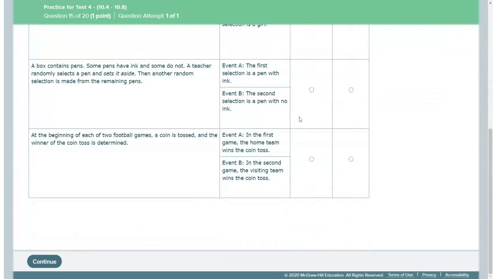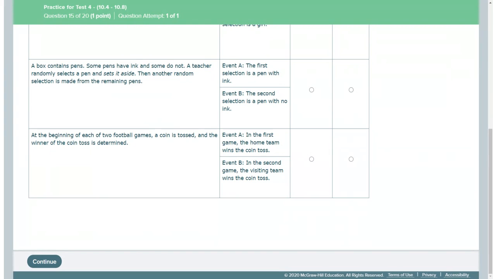A box contains some pens. Some pens have ink and some do not. A teacher randomly selects a pen and sets it aside. So it's getting set aside. Then another random selection is made from the remaining pens. Because they're not being put back in, we've got another dependent situation here. The probability of that second event has now changed. It doesn't tell us how many pens are in there, but let's just say that there were 10 pens.